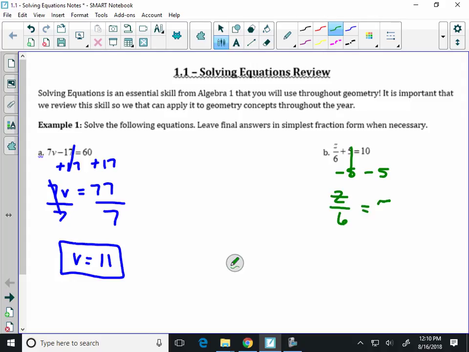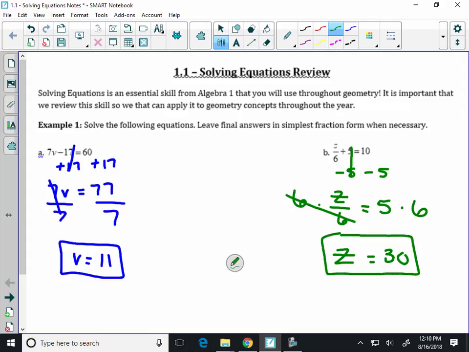And 10 minus 5 is 5. Now, what do we need to do with that 6 to get Z by itself? Good. Multiply by 6. So we get Z is equal to 5 times 6, which is 30. Questions over that? Okay.